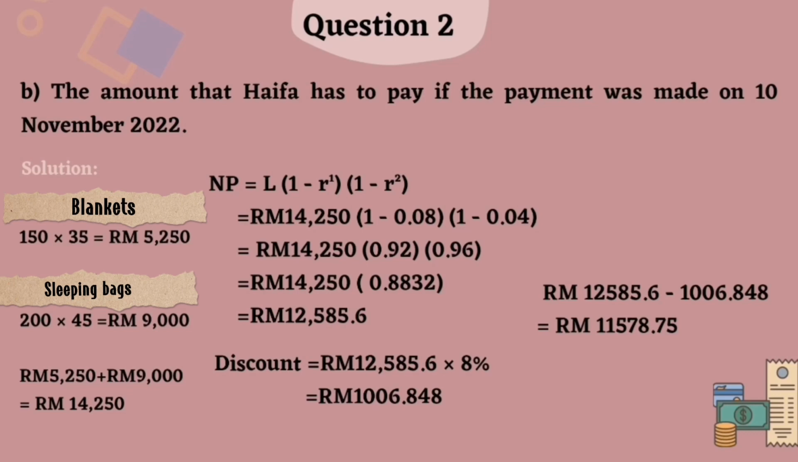We will get RM 12,585.60. Then since HIFO made the payment on 10 November 2022, she will get a cash discount of 8%. So RM 12,585.60 multiply 8%, and we will get RM 1,006.848. Then RM 12,585.60 minus 1,006.848, and we will get the final answer of RM 11,578.75.